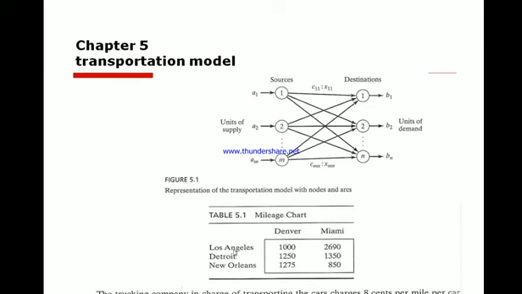So we have tables. Those are the distances between Los Angeles and Denver. Those are the distances between Los Angeles and Miami, as you can see here. The trucking company in charge of the distribution claims it will cost 8 cents per mile per carriage. To move a car a distance of 1 mile, to transport it, will cost 8 cents.